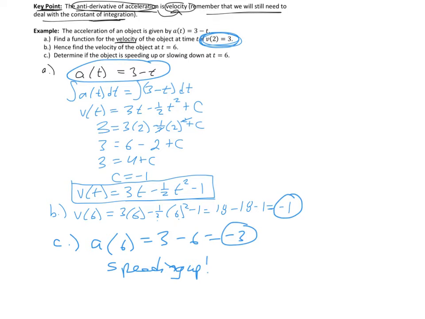So this has essentially been an example where we have shown that we can work backward. If we have the acceleration, we can take the antiderivative to get the velocity. Now let's look at another one of those so that you can practice it.